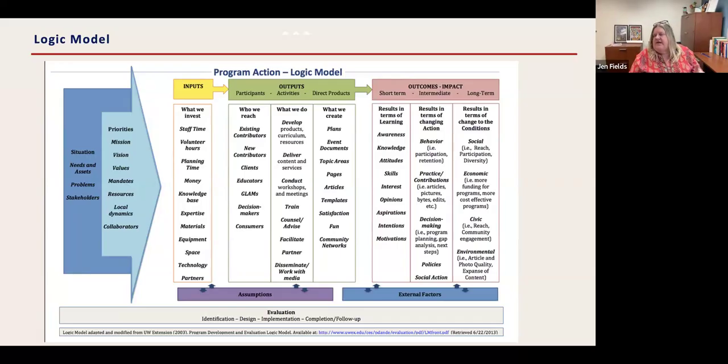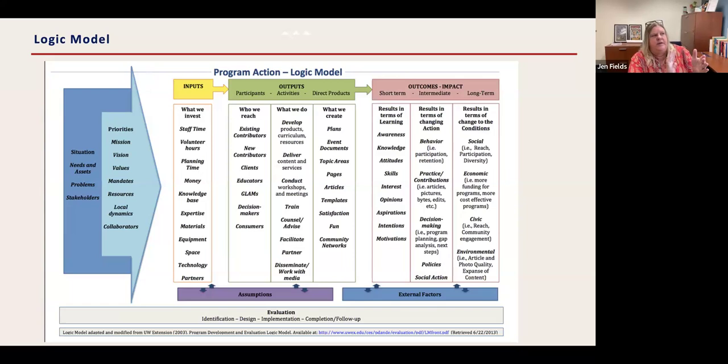Then, of course, you start thinking about the inputs, the yellow column. Who's involved? What kind of staff time do we have or need? What kind of money? Materials, equipment. You're thinking about what we need to carry out this project. Those are important elements of a project, but where we really start diving in is this idea of outputs and outcomes. Those are the things that are going to be evaluated.